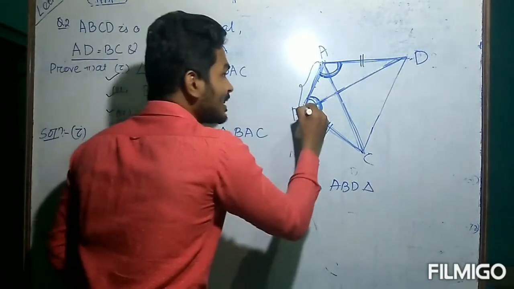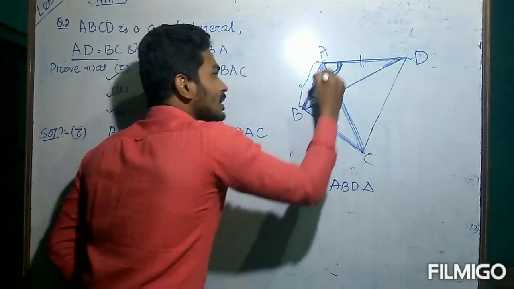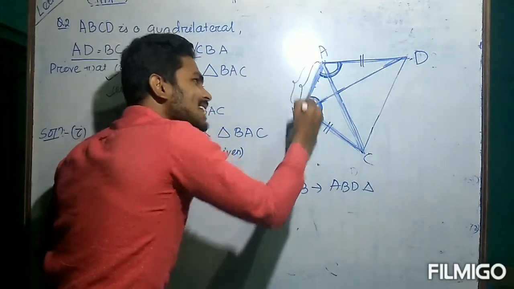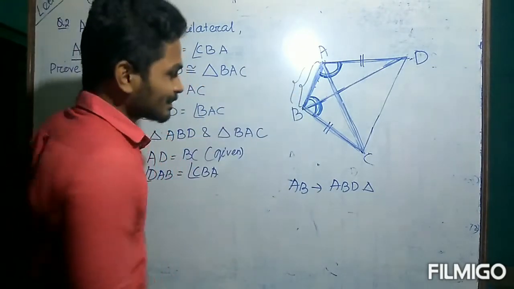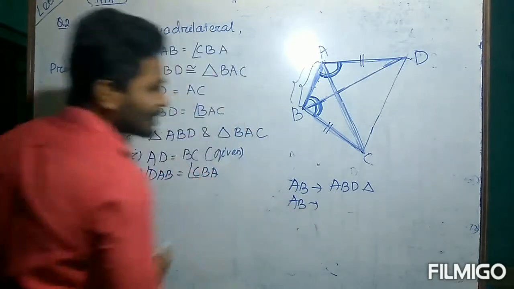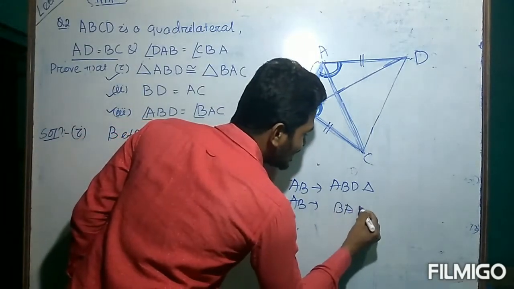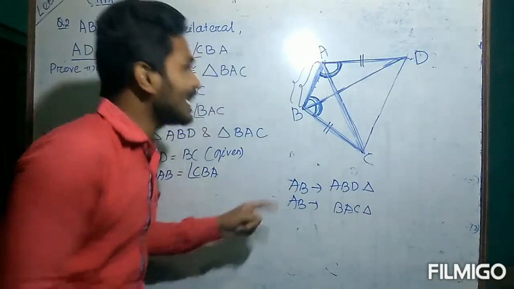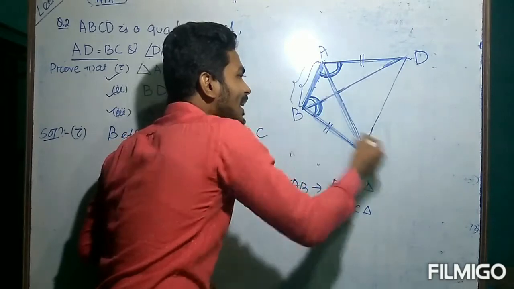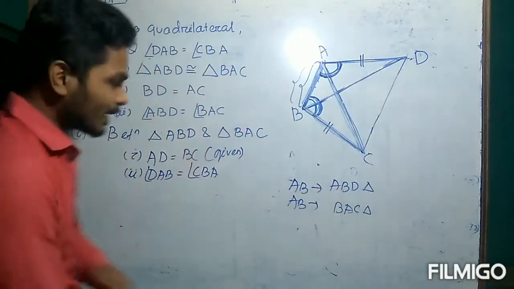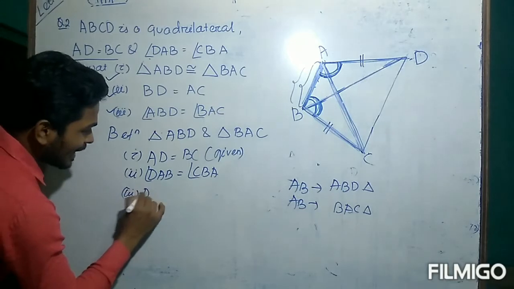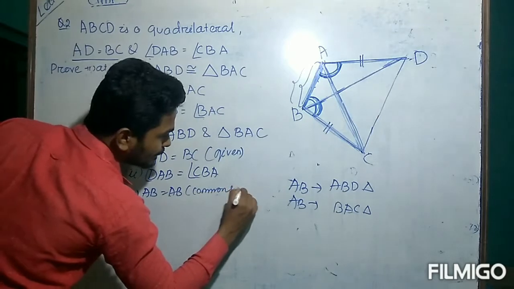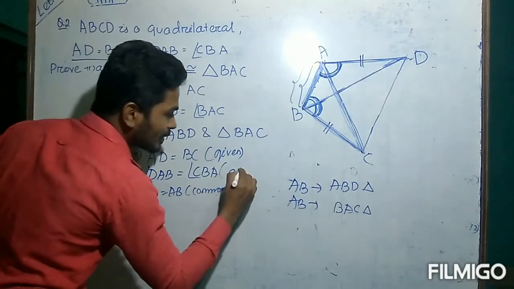Next, if we consider this triangle, which triangle? BAC. Then this is also a side of this triangle. So AB is also a side of BAC triangle. So what we find? We find that AB is a common side to both the triangles. Okay, so we can write AB is equal to AB, common side. I have forgotten to write this. This is also given.